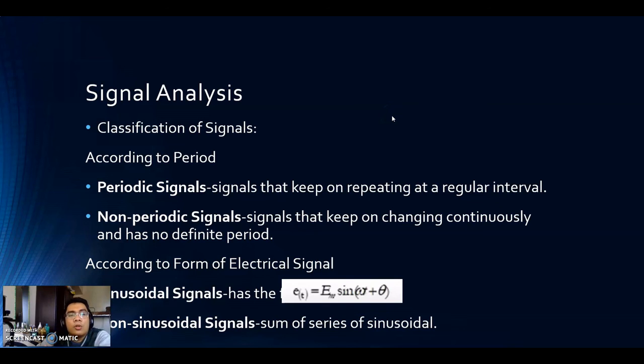There are also several classifications of signals in signal analysis. The first one is the classification according to period. Periodic signals, in this classification, are signals that keep on repeating at a regular interval, like a sine wave. And the other one is a non-periodic signal, where signals keep on changing continuously and have no definite period.